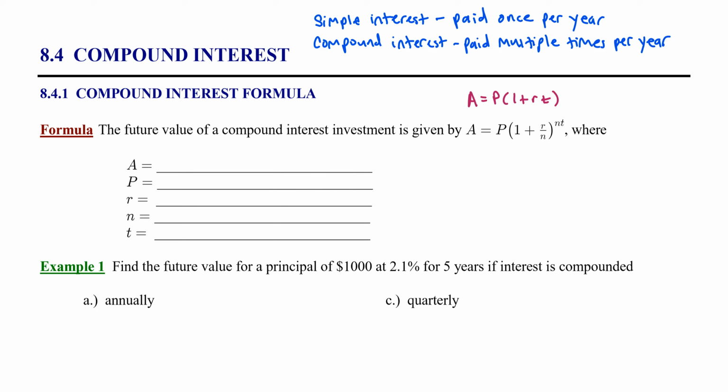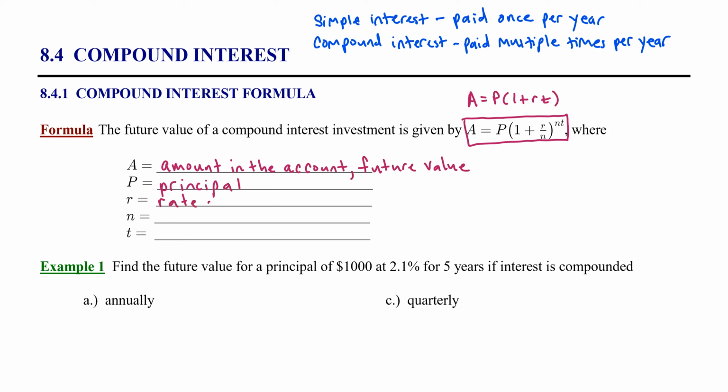This one is a little more complicated. Some of the variables are familiar, but we have a new variable called n. Let's review what all of these variables represent. A is going to be the amount in the account, also known as the future value, what the account is going to grow to. P is the principal, the amount invested. r is the rate of interest, and we've learned by now that always has to be in decimal form. And t is time in years.